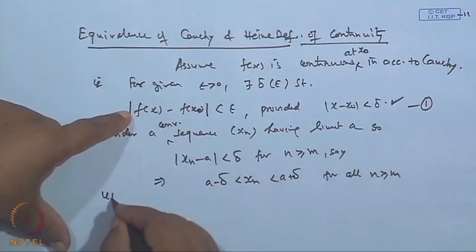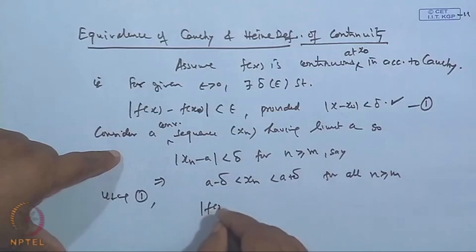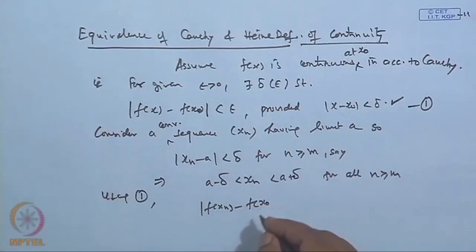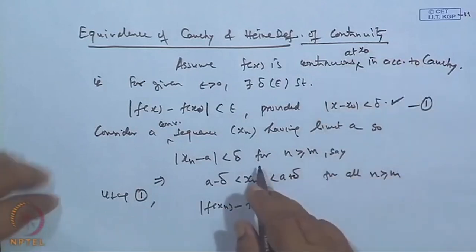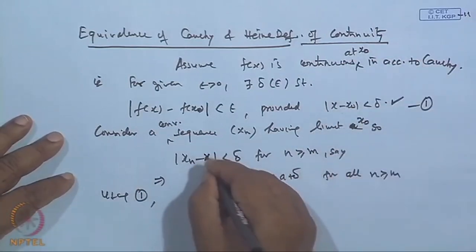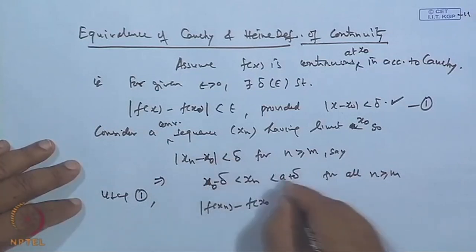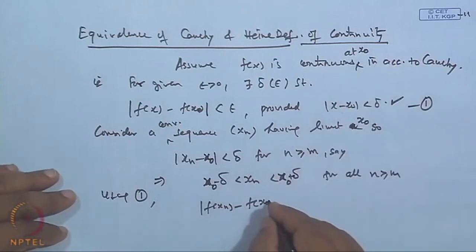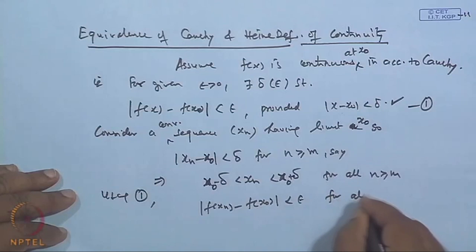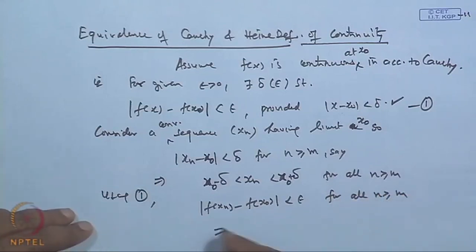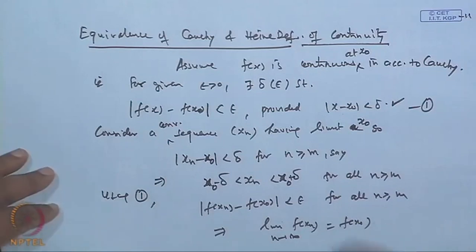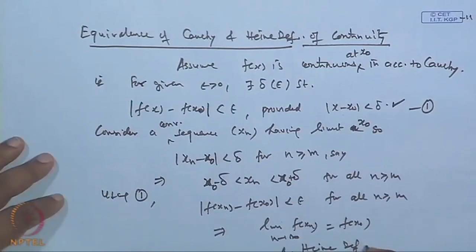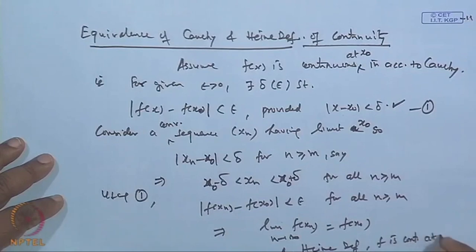And such points satisfy this condition. So using 1, what we get is mod of f(xn) minus f(x naught), where I have taken the limit as x naught, so here it is x naught, this is also x naught. So mod of f(xn) minus f(x naught) will remain less than epsilon for all n greater than or equal to M. Therefore, the limit of f(xn) as n tends to infinity is f(x naught). Hence, by Heine's definition, f is continuous at x naught.